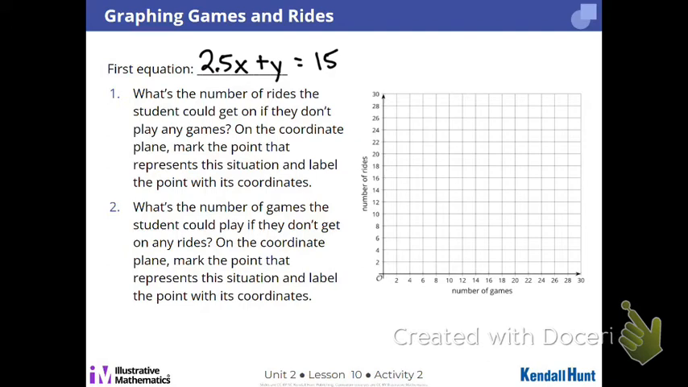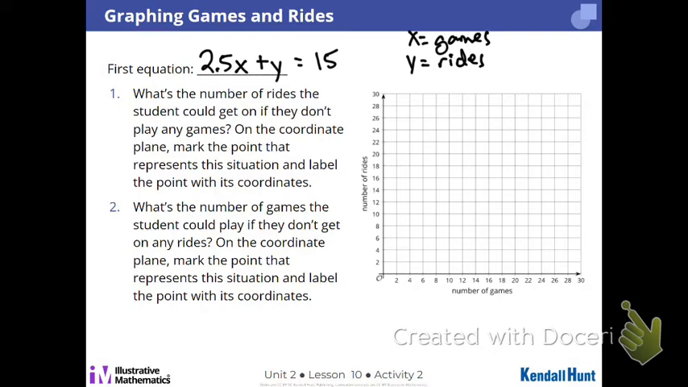Yeah. So one thing I like to do to get organized is I write x equals games, y equals rides, just to keep it straight. In fact, if I was going to make this equation and it wasn't given to me, I'd probably do 2.5g plus r. I like using variables that just help me keep things straight. So games are going to go along the x, rides are going to go along the y. It's already labeled for us.